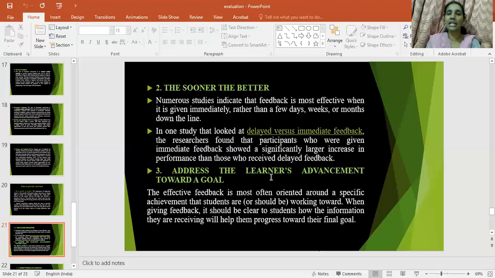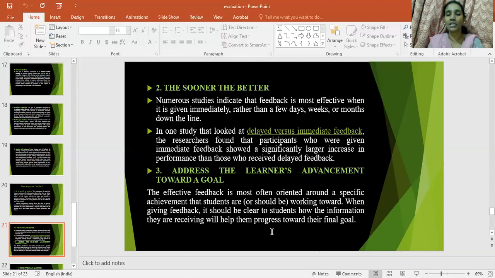Third point, address the learner's advancement towards a goal. Means here, effective feedback is most often oriented around a specific achievement that students are working towards. Means here we have to give the feedback in a goal-oriented way. What is their goal? To achieve success in the final exam. So we have to give the feedback on the basis of that only, that their main aim or main objective is that goal.